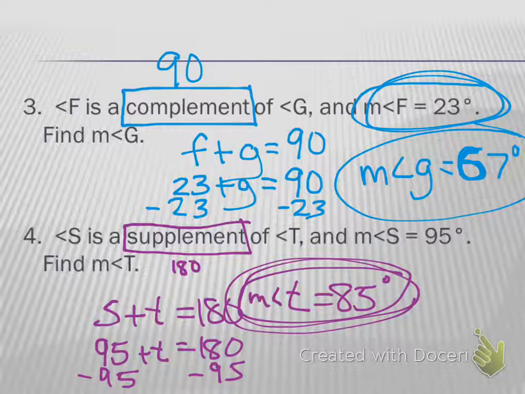What are your questions? We've got 2 more examples, so we're getting there.